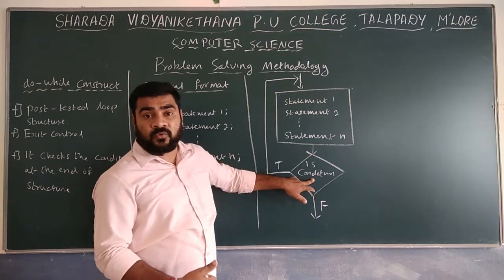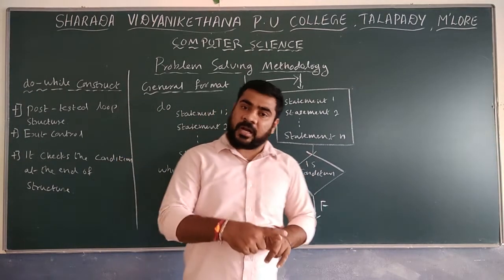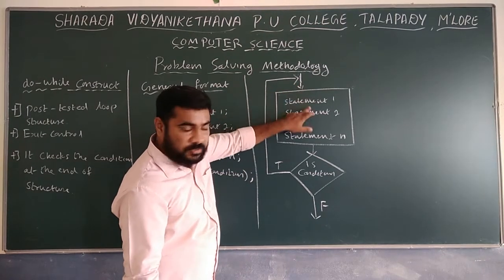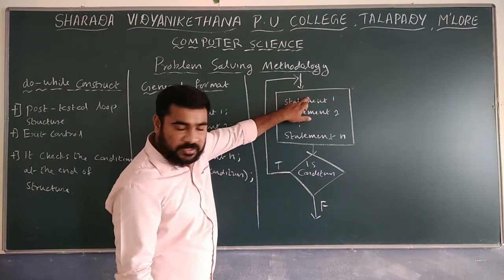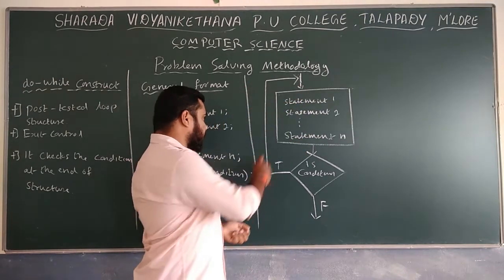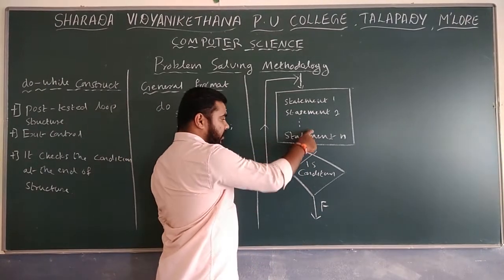After checking the condition, we will get two outputs, either true or false. If the condition is true, the arrow is given back, so once again we are going to execute the statements.